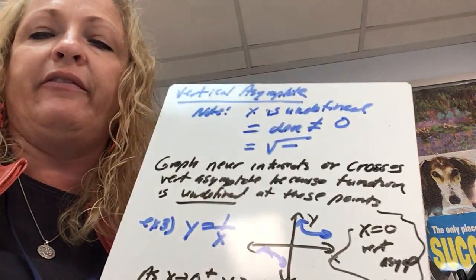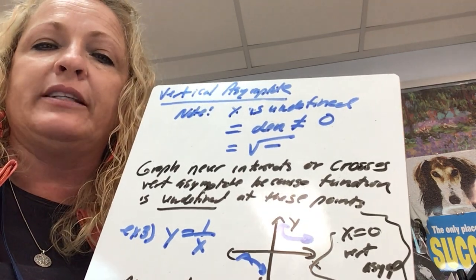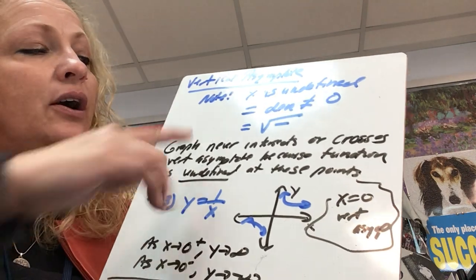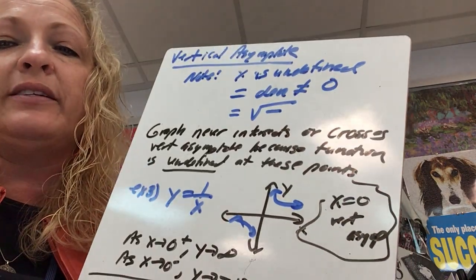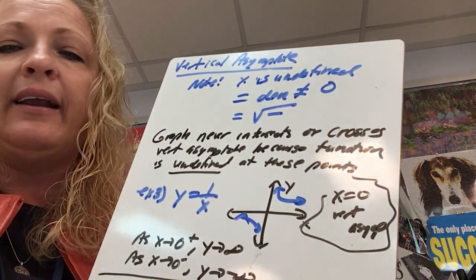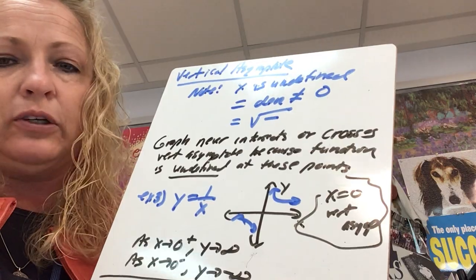So what is going to give us a vertical asymptote? Okay, we've already talked about this, but let's be clear that it is where we have undefined values. So when we have a vertical asymptote, that means x is undefined. So where does that happen? Well, of course, we cannot have our denominator equal to 0, or we cannot have a negative under the radical.